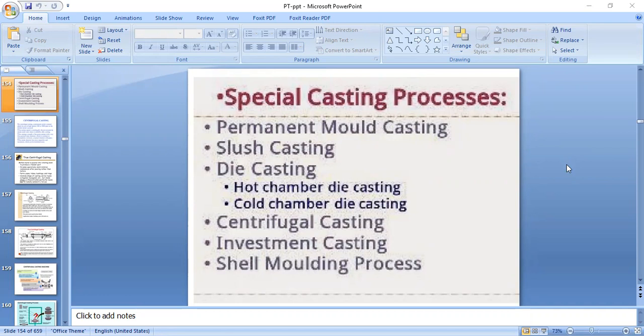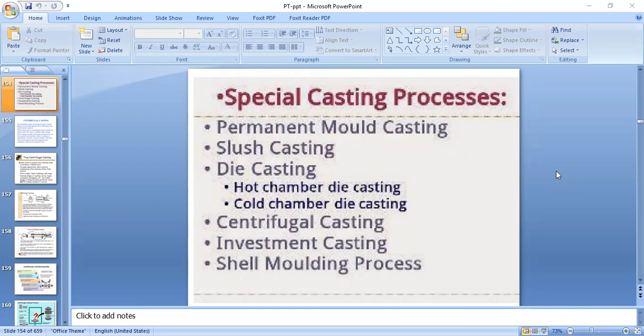Today we'll discuss special casting processes. A special casting process is one in which we use a permanent mold to get more castings. In sand molding, we get only one casting from each mold. So there are different casting processes, that is, special casting processes.